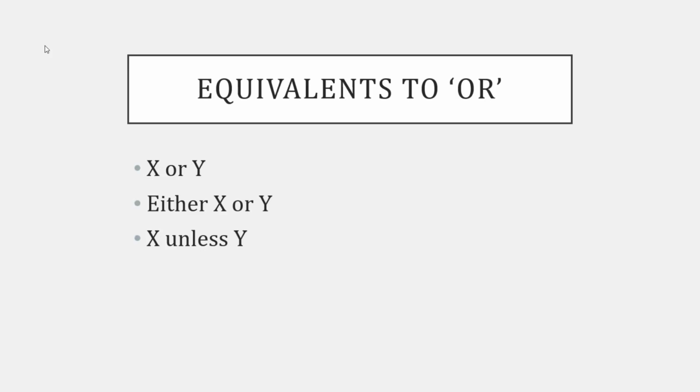So that was and. Let's do or. X or Y. Either X or Y. X unless Y. That's the one I found hardest to wrap my head around. X unless Y. It sounds like there's an implication here, right? X unless Y.